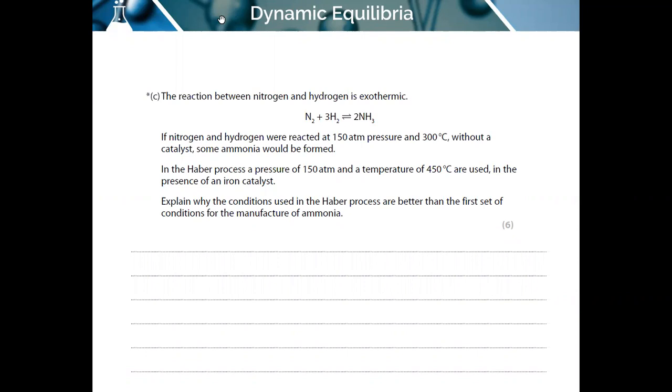One minute, miss. We can't use a catalyst, right? Because it will reach dynamic equilibrium. Or the catalyst will not have any effect on the position of the equilibrium, right? Yes, it will have no effect on the position of the equilibrium.